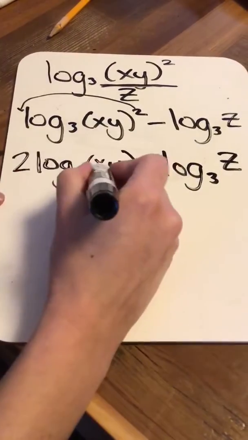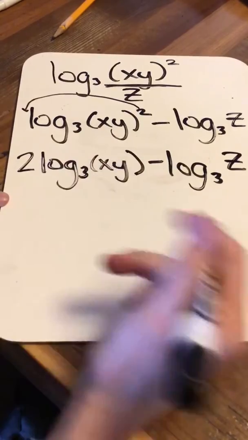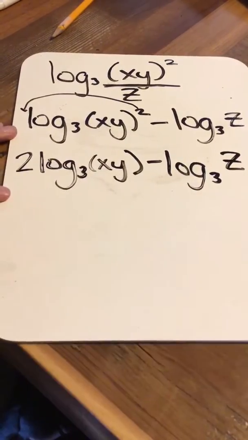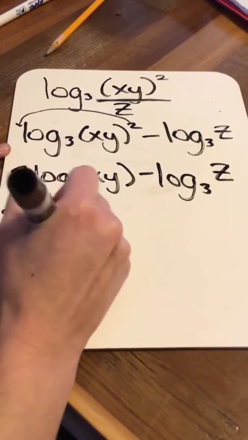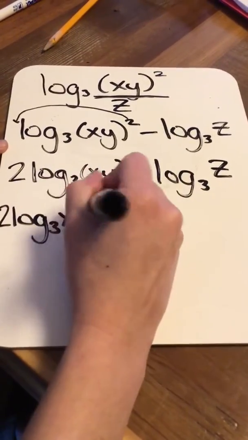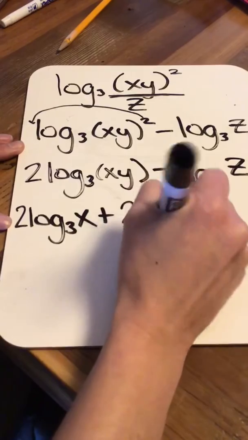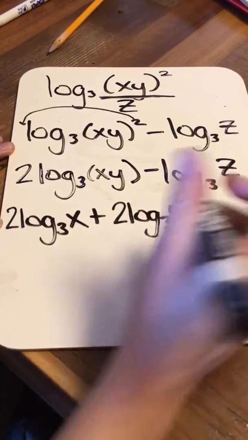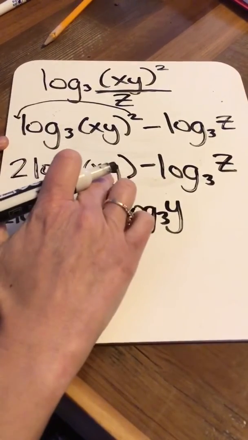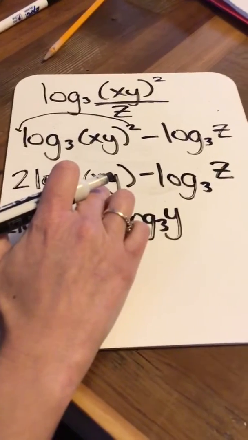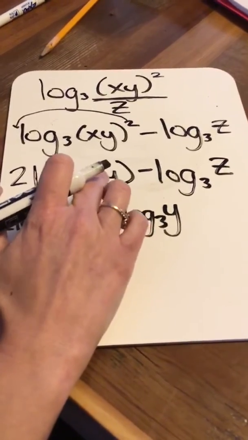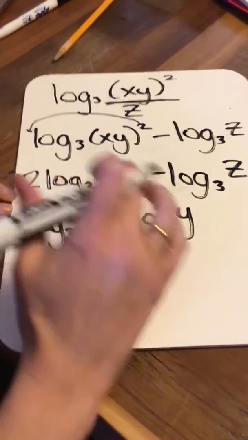The next thing would be to pull this apart. So still, this is not completely simplified. So I could pull this apart. I'm going to say 2 log base 3 of x plus 2 log base 3 of y. Now, why did I do that? This was multiplication. So when I use my multiplication, my product property, I know that I can break that apart into 2 logs being added.